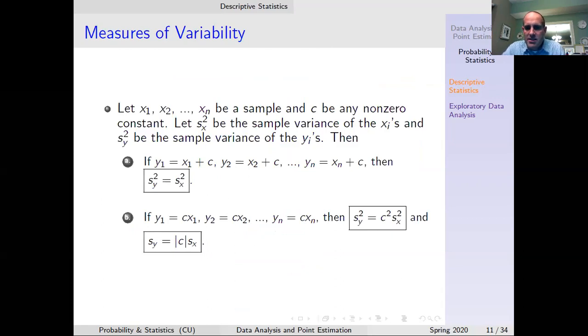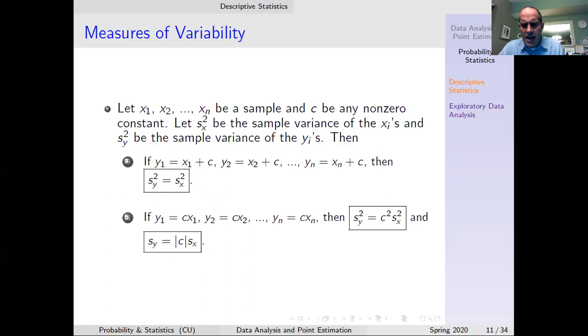So here's just a little fact that we can take to the bank. If I have a sample of n points and c is any non-zero constant, suppose that s sub x squared is the sample variance of the x_i's. I'm putting an x there to remind you that that's the original sample variance from those x's. And then what I'm going to do is take all the x's and add c to everything.